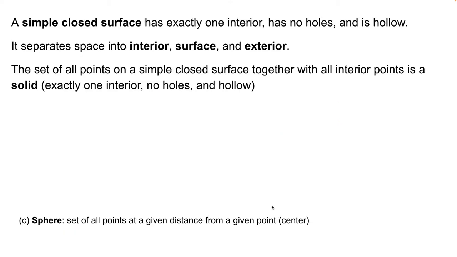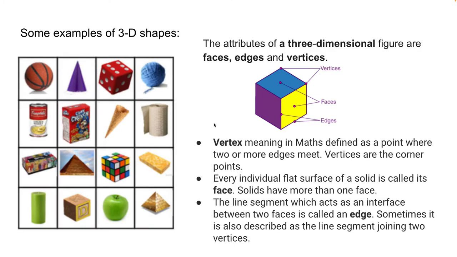Okay. What is a simple closed surface? It's simple. There is exactly one interior, what's inside, and it has no hole, and it should be hollow. So the simple closed surface separates space into the interior, the surface, and the exterior. What I mean here is, let's have that prism again, the rectangular prism here.